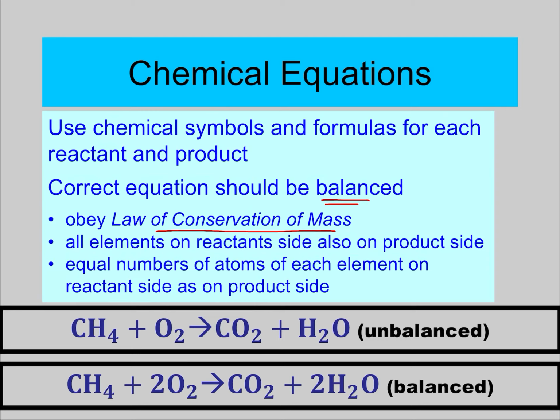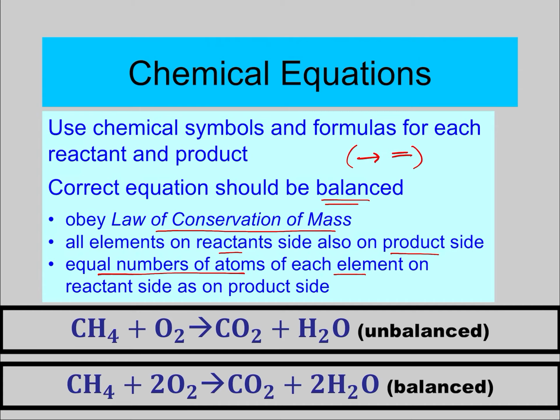So if I have 4 carbons on the left, I need 4 carbons on the right. All elements on the reactant side should also be on the product side, and there has to be an equal number of atoms of each element on the reactant side as the product, because the arrow also represents an equal sign. So when I think of an arrow, I think equal. The left must equal the right. It's like algebra in a way.